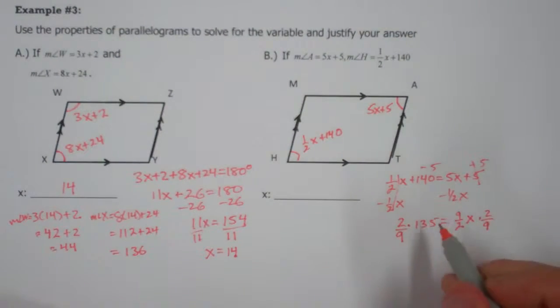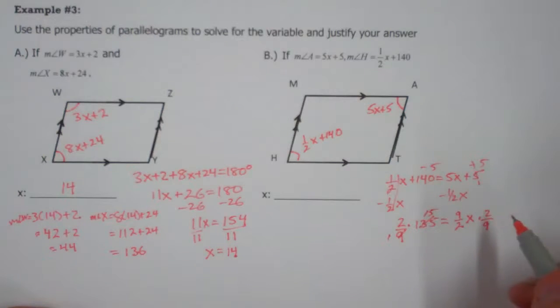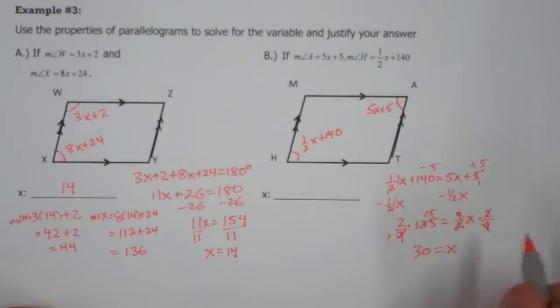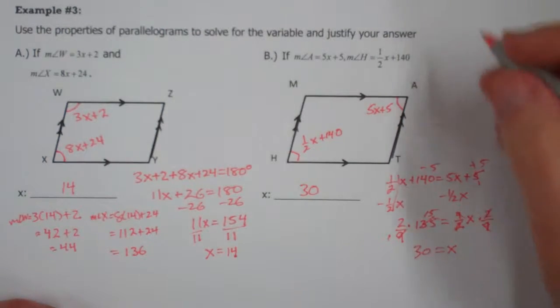And if we do that, I think this is going to be 15. 135 divided by 9 is 15. So we've got 30 is equal to x. These would cancel here and here. Okay, so there's our x value. Let's see if that indeed did work out.